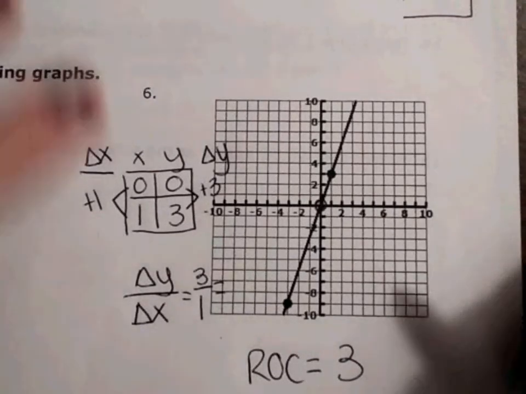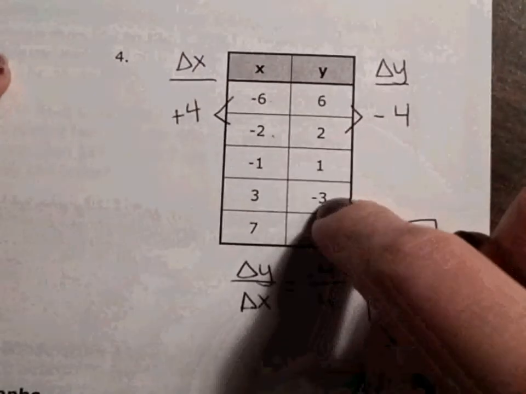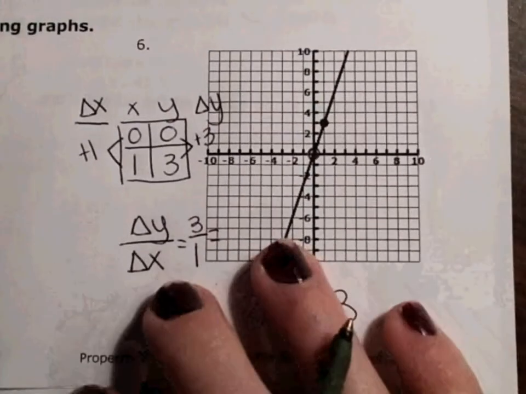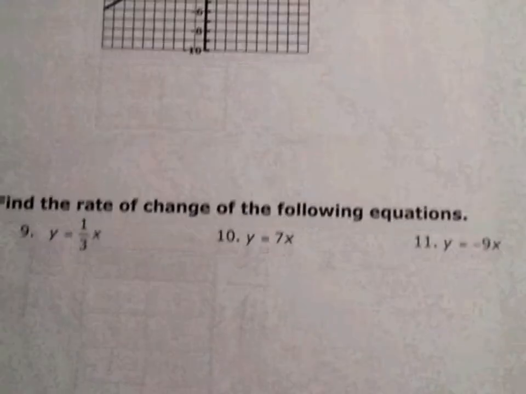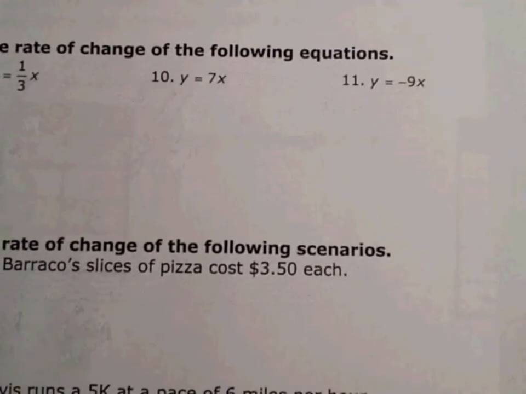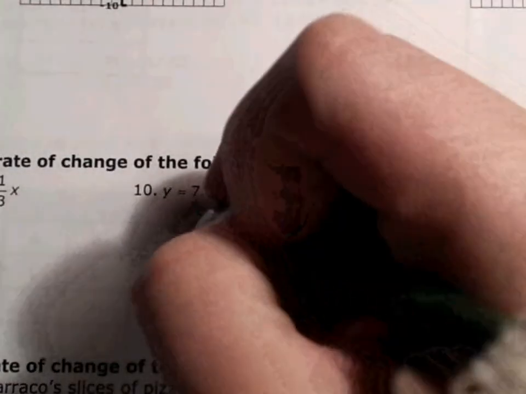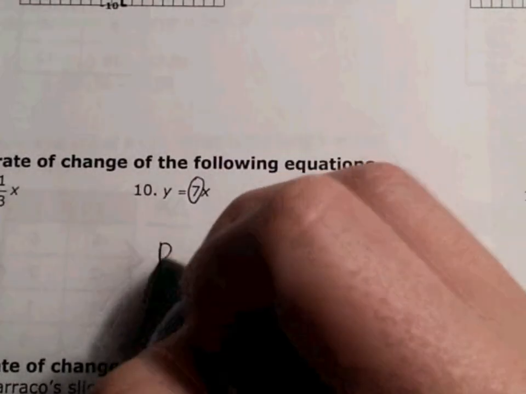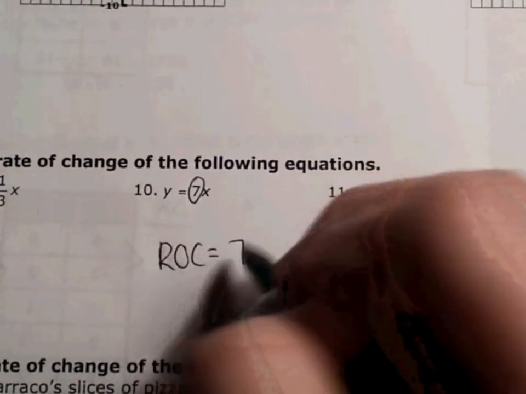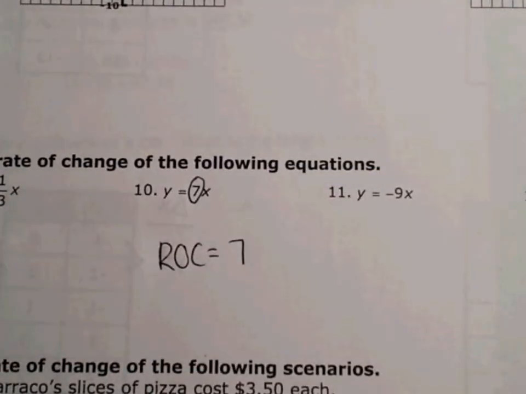So my rate of change for this graph is going to be 3. Okay, so now I've shown you a table. We've also looked at a graph. Let's look at it in terms of an equation. So on number 10 it says y equals 7x. How do I know the rate of change? And what I've always told you is that if you look at the number in front of x, that is the rate of change. So in this situation, my rate of change is 7. So I'm going to go ahead and say rate of change equals 7. Okay? I'm not doing any work. I just know that it's the number in front of x.